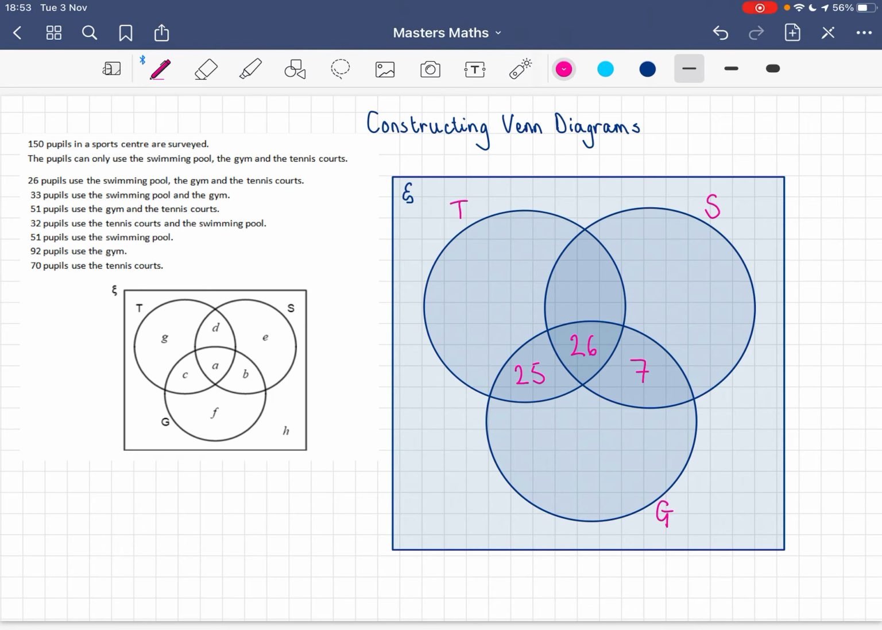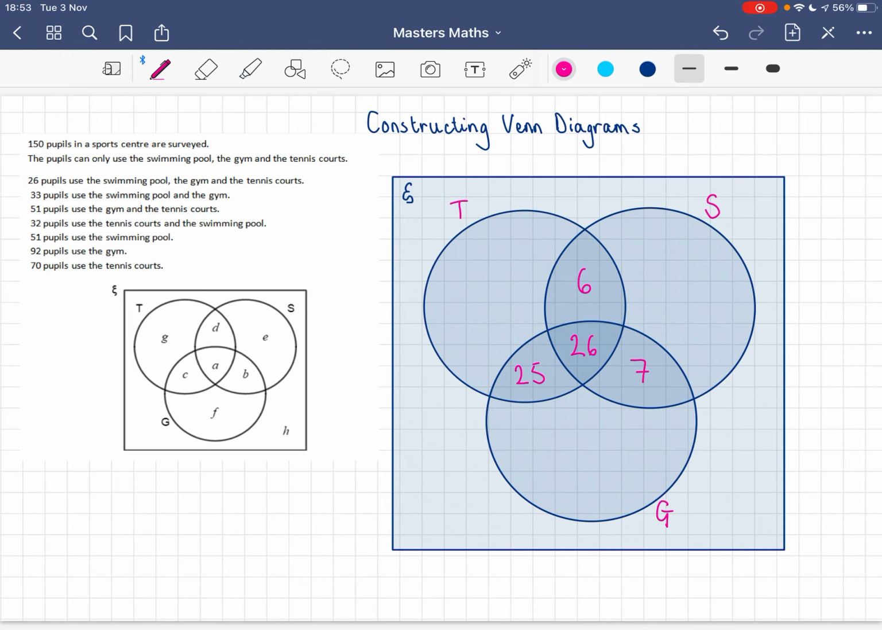And then finally for the overlaps, we have 32 students who use the tennis court and the swimming pool. So again, we are looking at this full section. We have already accounted for 26 out of those 32 pupils, which leaves us with 6 who just use the tennis court and the swimming pool. I thought I would use the wrong number there, but I'm good.